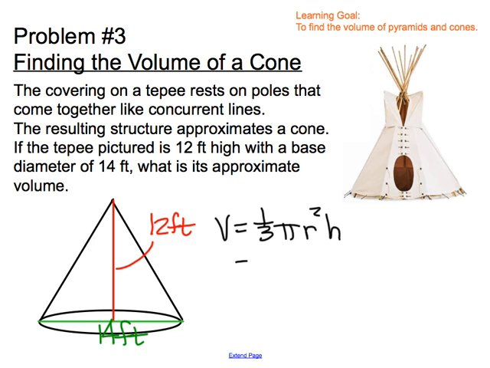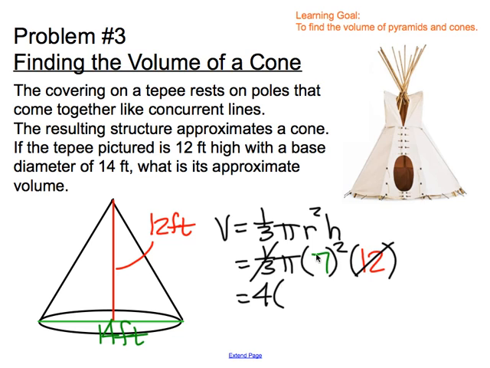So let's go ahead and plug in what we know. We know that the 1/3 times pi, so now we need the radius. The radius is going to be half of the diameter. So 14 divided by 2 is 7. And the radius is going to be squared. The height of this cone is 12. Now, since multiplication is commutative, I'm going to take 1/3 of 12. So 1/3 of 12 is 4.